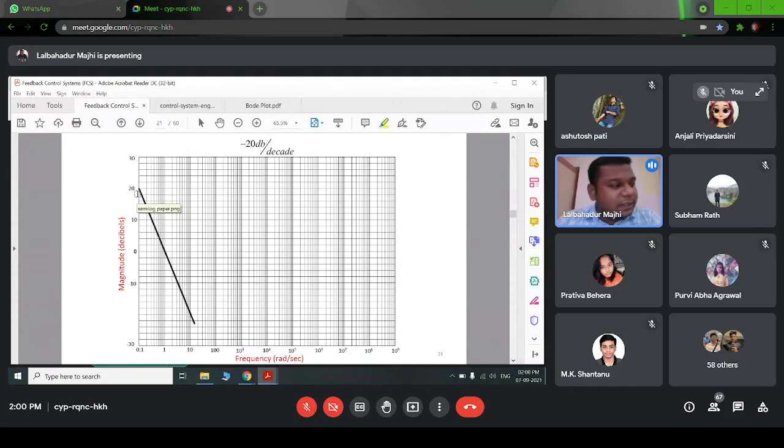So we can draw, right, from plus 20 going to 0 at omega equal to 1. From plus 20, it is going to 0 in a decade, right? From 0.1 to 1, it is 1 decade. So from plus 20, it is going to 0. So we can say our slope is minus 20 dB per decade. So for a pole, our slope will be minus 20 dB per decade, and for a 0, it will be plus 20 dB per decade.